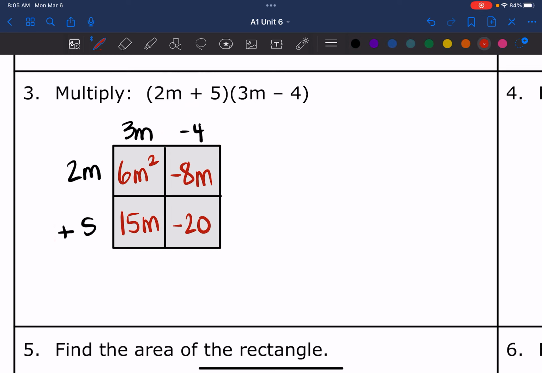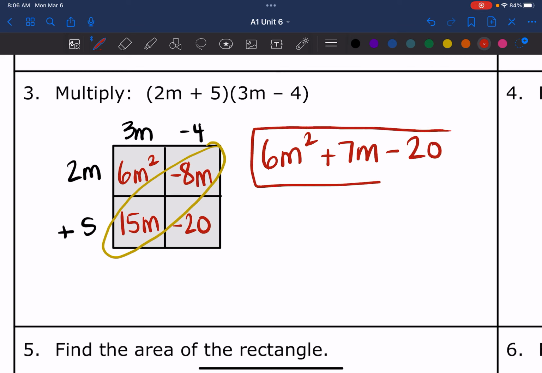So when you write your answer, you want to combine like terms. And what you should notice here is that this diagonal, they are like terms because they both have m. This first one doesn't count because that's m squared. So when I write this, I'm going to write 6m to the second power. That's the only thing to the second power. But now these two that I circled, we're going to combine. 15 minus 8 gives me positive 7. So it'll be plus 7m. And then that minus 20 at the end. That's our final answer.